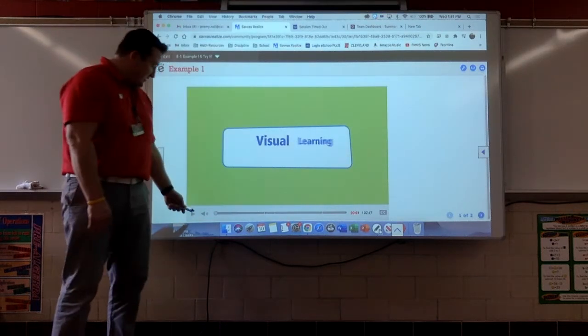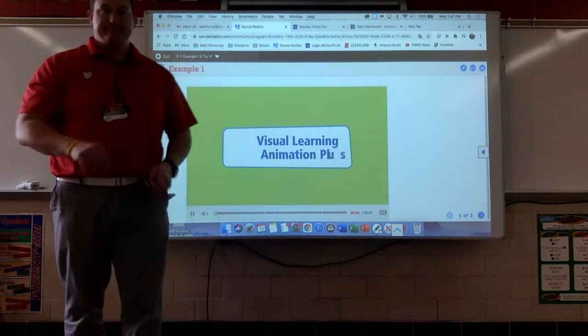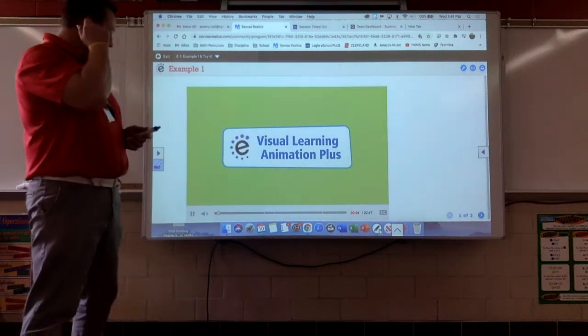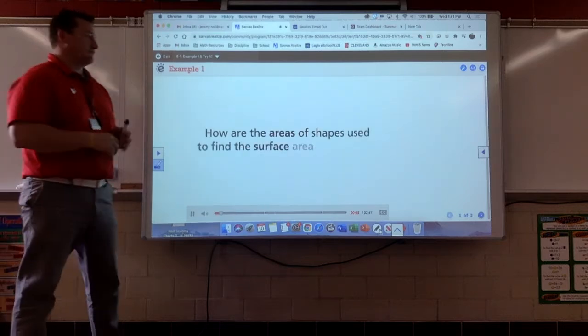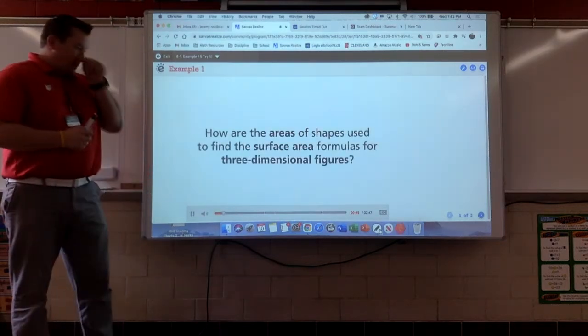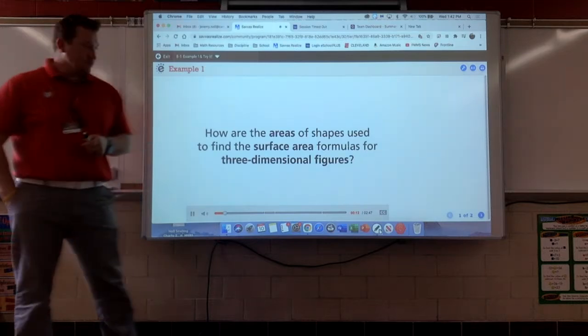We should be on page 418, 419. How are the areas of shapes used to find the surface area formulas for three-dimensional figures? Think about this question during the lesson.